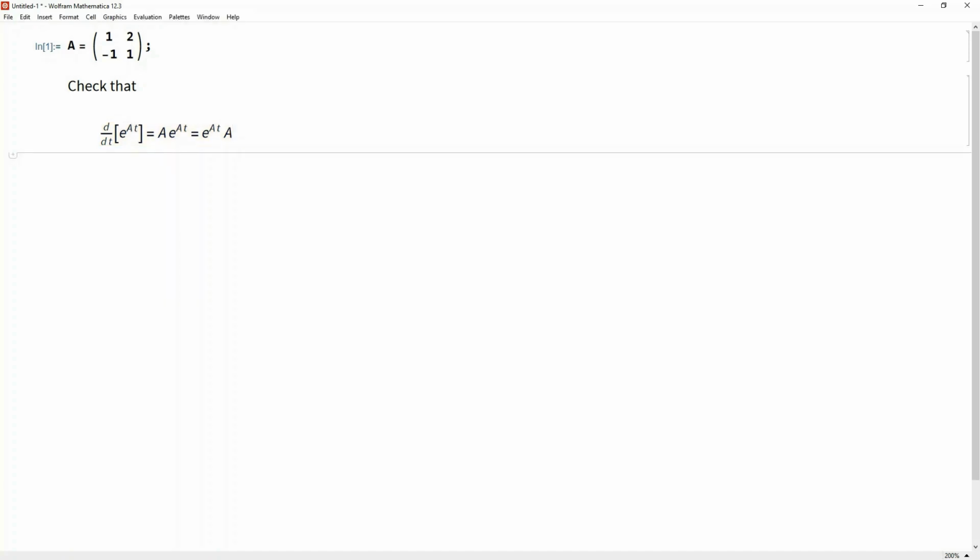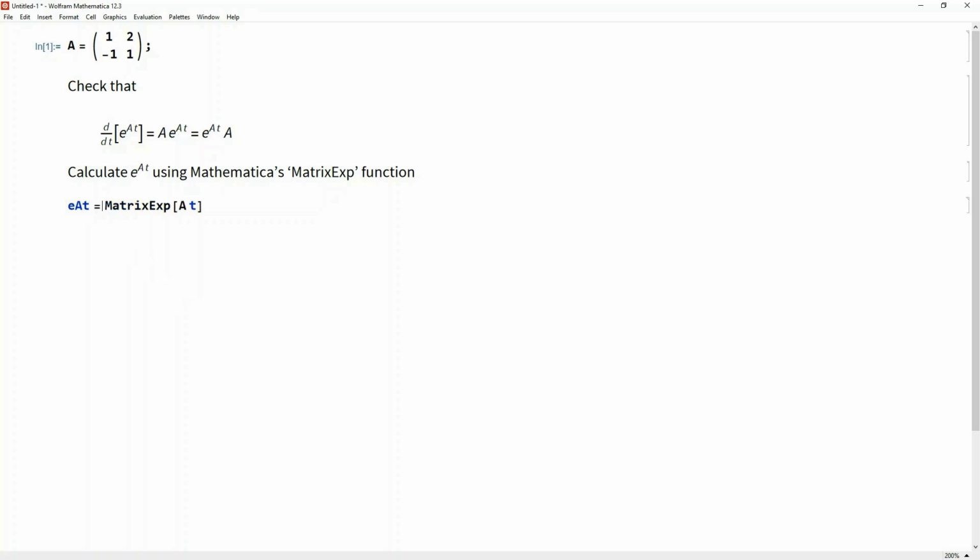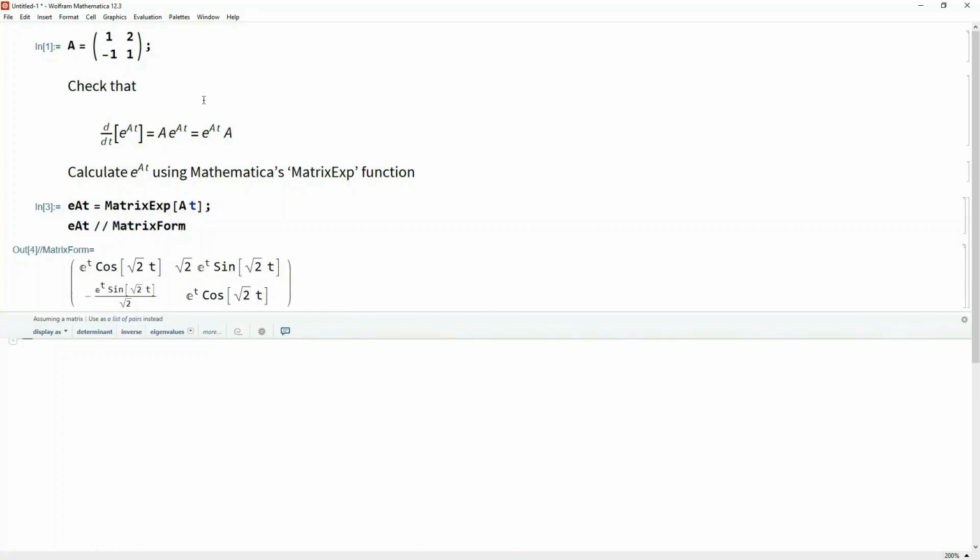Okay, so the first thing to do is let's go ahead and calculate just plain old e to the At, using Mathematica's MatrixExp function, right? So we can do that by just calling MatrixExp on A times t, right? Let's assign this to a variable. I'll call this maybe EAT, right? Okay, so that's what that matrix looks like. And again, maybe let's show this as a matrix so you can see that more easily, okay?